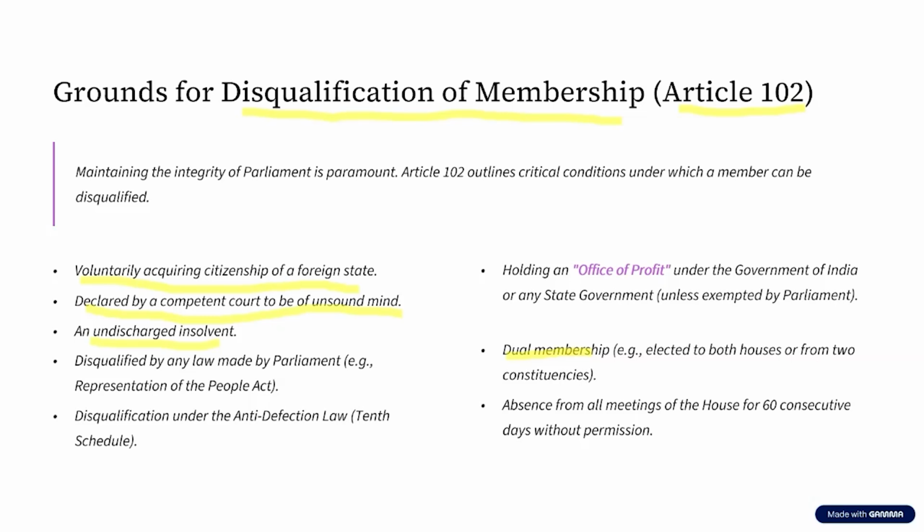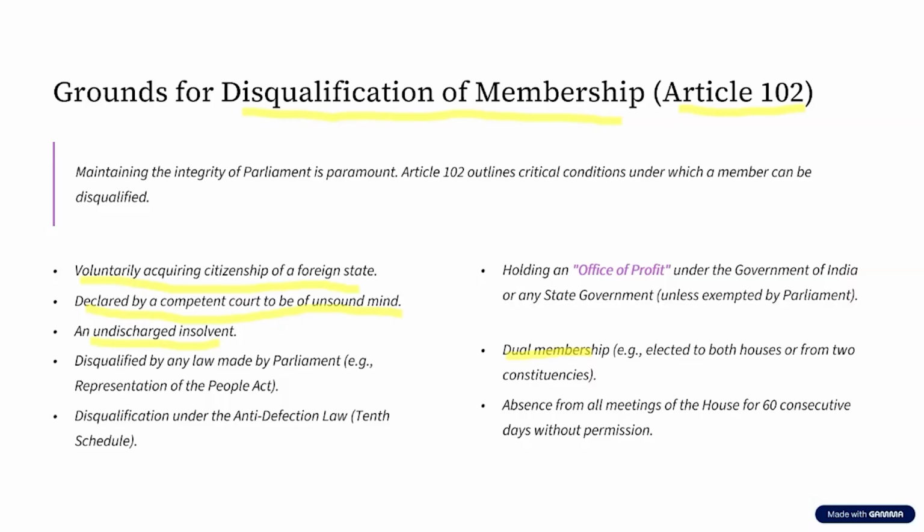If that is the case, can he continue to be a member of both Lok Sabha and Rajya Sabha? The answer for this is no. He has to choose between one. Otherwise, both of his seats will be disqualified. So he cannot be a dual member.